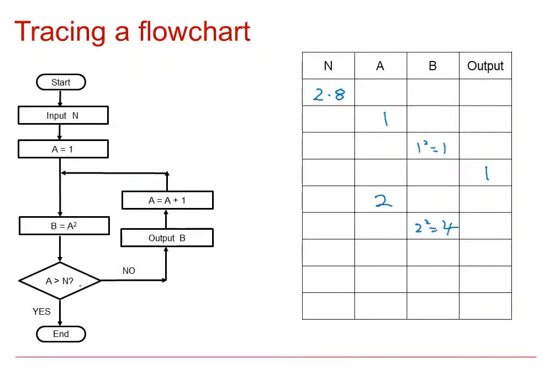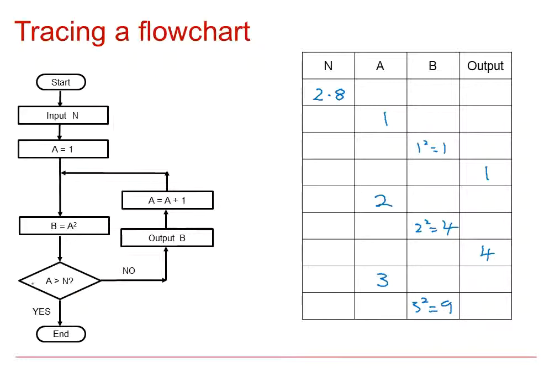Then we ask ourselves, is a bigger than n? Is 2 bigger than 2.8? And the answer is no again. So we output b, so we output 4. Then we go to the next instruction, which is that the value of a becomes the old a plus 1. So a becomes 3. Keep following the arrows. B becomes a squared. So 3 squared is 9, so b becomes 9.